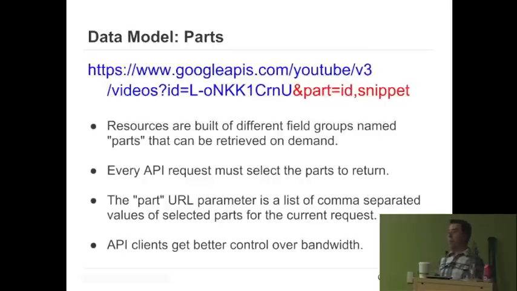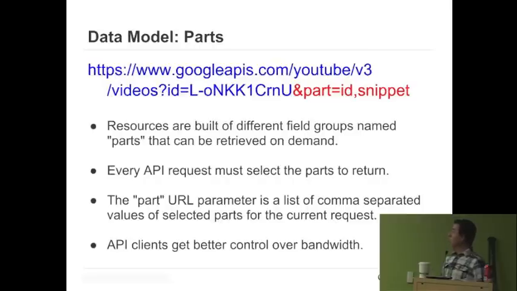Because if apps would start depending on certain parts being there or not being there, that would be a backwards incompatible change. So this is good for us, this is good for our clients, and it really gives a lot of control over the bandwidth for every client app, and the bandwidth is really important, particularly in YouTube.